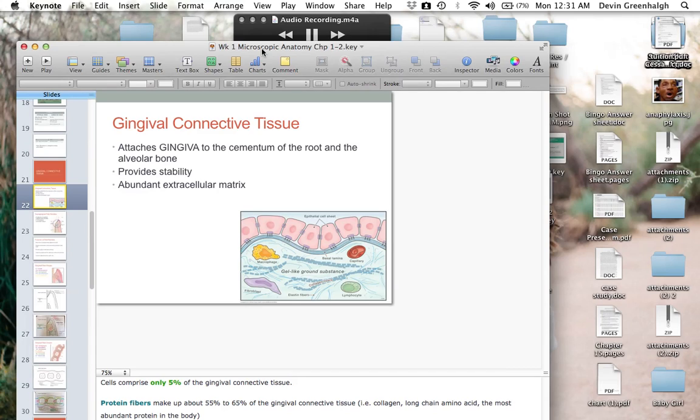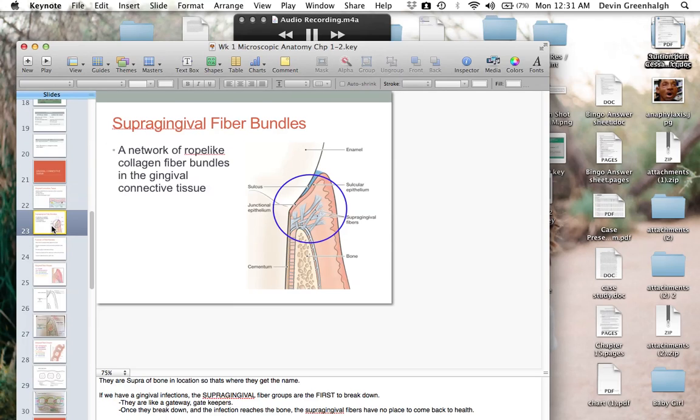Supragingival fiber groups. The supragingival groups are the fiber groups that are located supra, or above, the bone, and that's how they get their name. These are the first to break down during an infection. What are the first? The supragingival fiber groups. And once they break down, it's important to remember they do not come back.